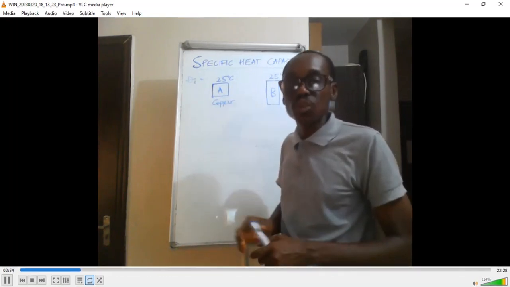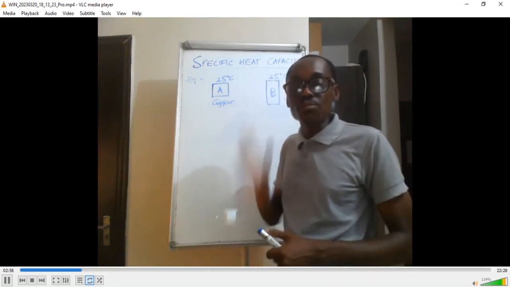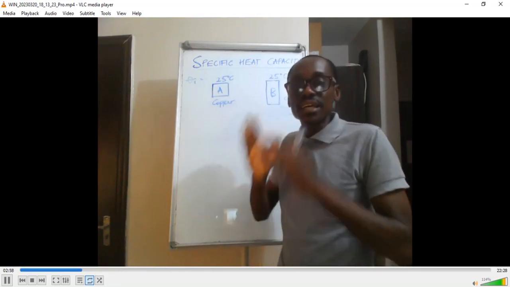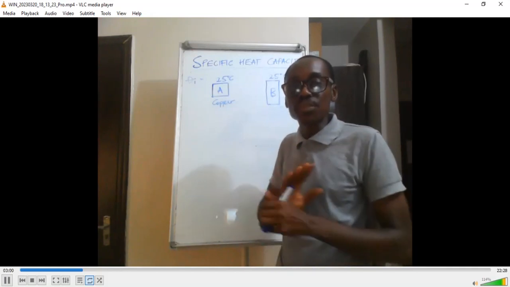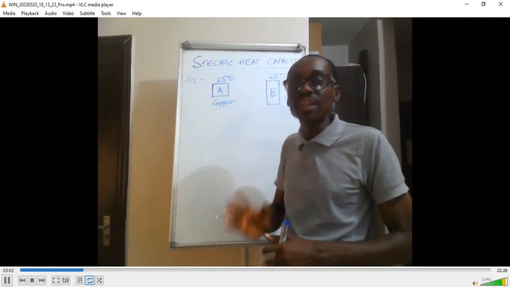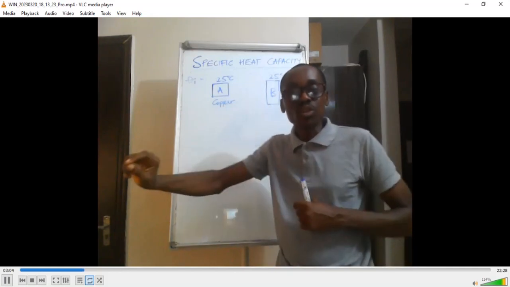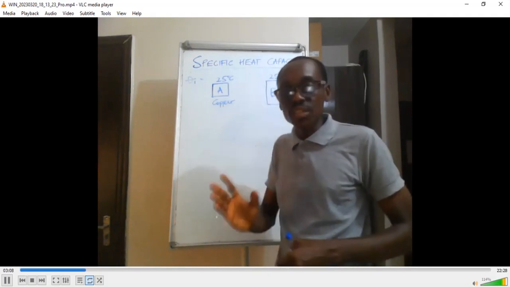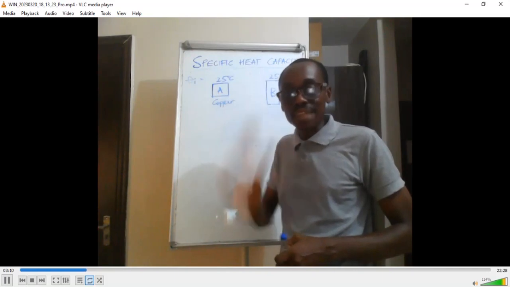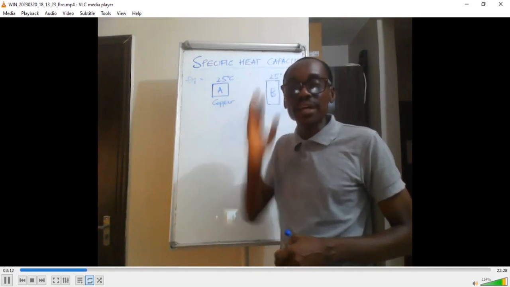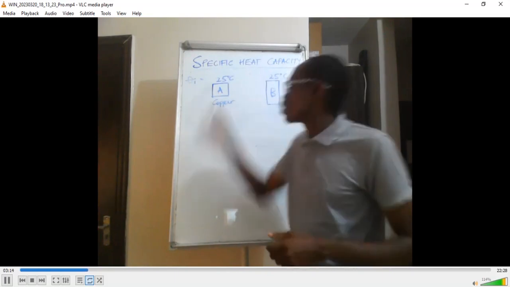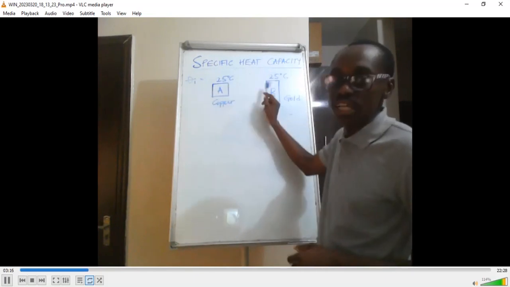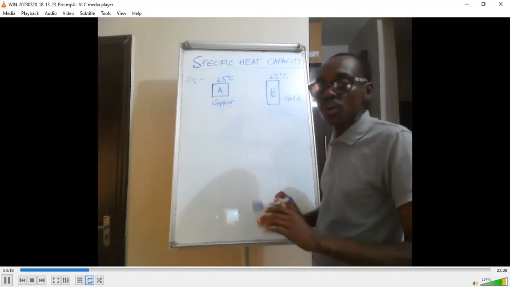The driving force for heat transfer is temperature difference or temperature gradient. For heat to be transferred, there must be a temperature difference, there must be a temperature gradient. So take note, the driving force for heat transfer is what? Temperature difference. So here, heat is not transferred because there is no temperature difference.